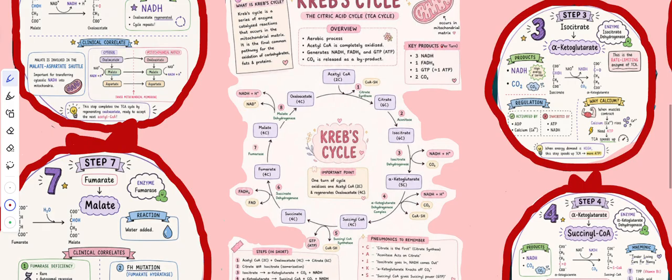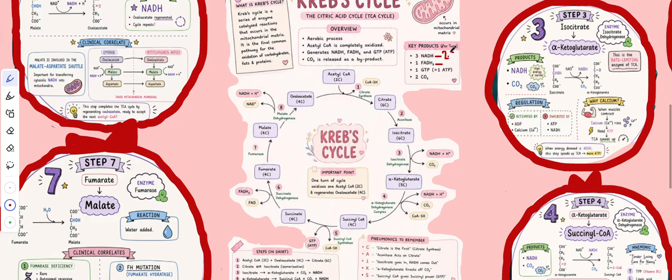Just a little heads up: every NADH produces 2.5 ATP. Okay, maybe they'll ask you this on the exam. And each FADH2 produces 1.5 ATP. So every NADH is 2.5.